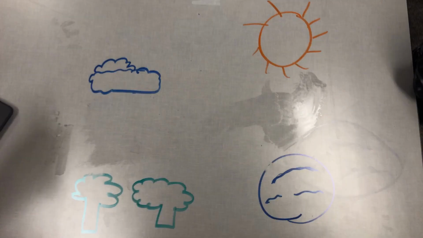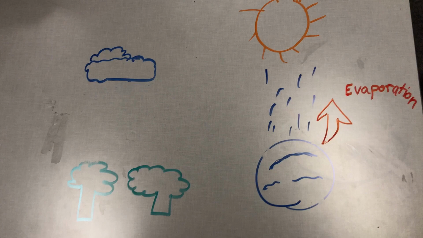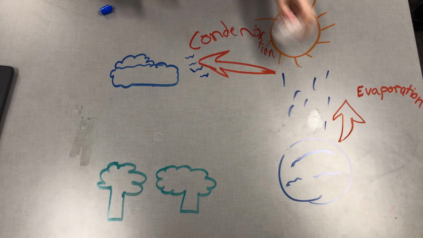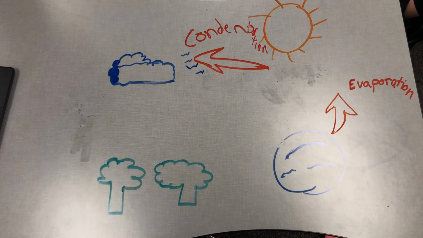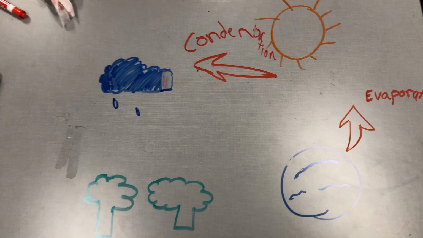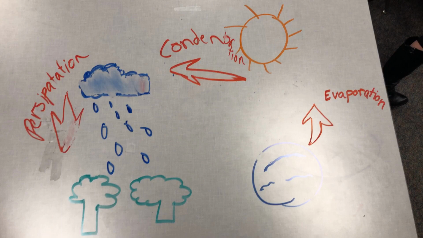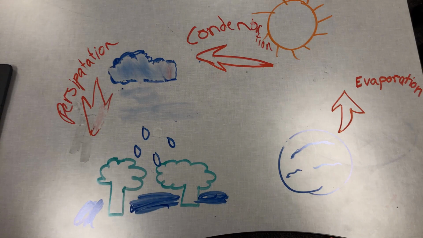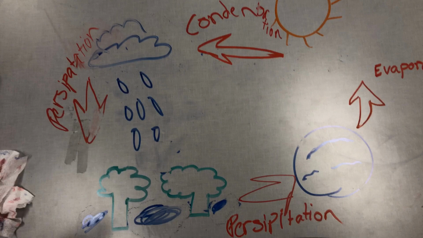The water cycle. Heat and energy travel down from the sun. That heat and energy cause evaporation. Evaporation turns into condensation. Condensation is water vapor going into the clouds. Once the clouds have enough condensation and water vapor, precipitation starts. In the water cycle, it repeats over and over again.